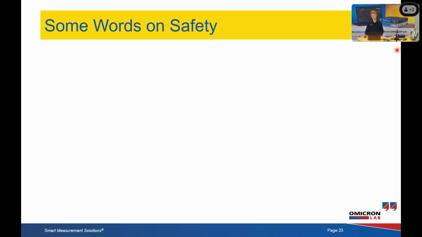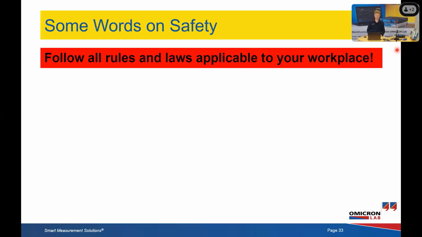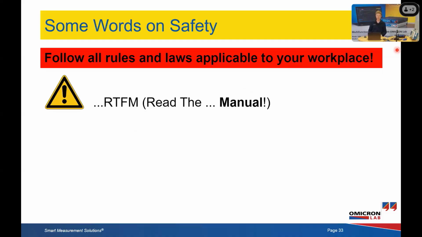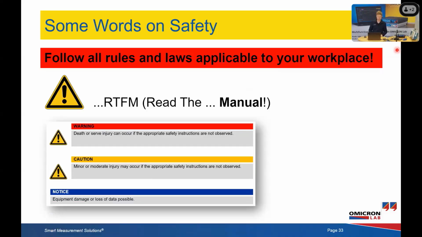And now we're moving closer to the PFC, and the first thing I would like to add are some words on safety. Please make sure that you follow all the rules and laws that are applicable to your workplace when it comes to electrical safety. And this sign, this arrow triangle, doesn't mean danger, it means read the user manual. And in the user manual, you will find the safety information, or the notices, warnings, and cautions. Warning, death can occur, or caution, minor or moderate injury may occur.